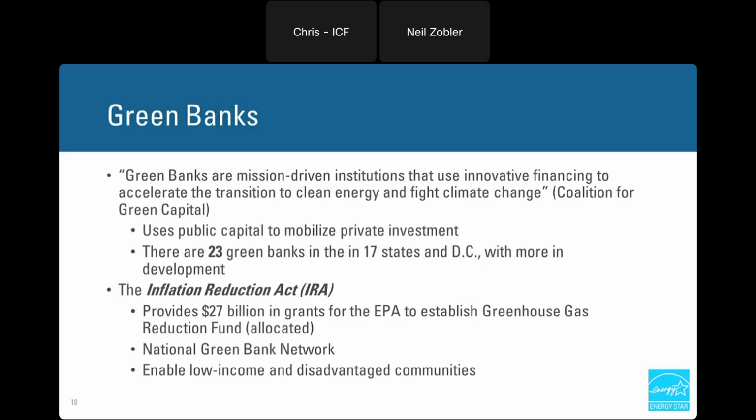What they do is they use public capital to mobilize private investment. Currently, there are 23 green banks, in 17 states and DC, with more under development. As a matter of fact, Connecticut, where I used to live, was the first green bank that was started, and New York has a very aggressive and highly effective green bank if you live in those two states.